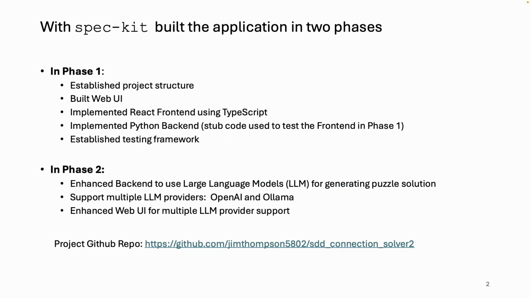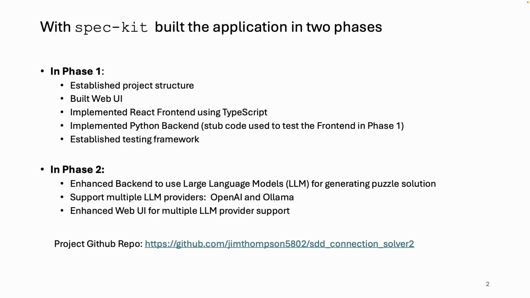The work was split into two phases. In phase one, the focus was on building the foundation. I started by establishing the overall project structure, setting up the framework for how the front end and back end would interact. The web UI was built using React with TypeScript for the front end, giving us a responsive modern interface. On the back end, I implemented a set of Python services, basically stub code at this stage, mainly used to simulate responses and allow testing of the front end. Finally, I put in place a testing framework to make sure each piece could be verified and extended in the second phase.